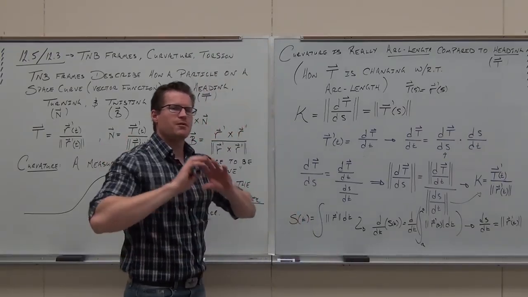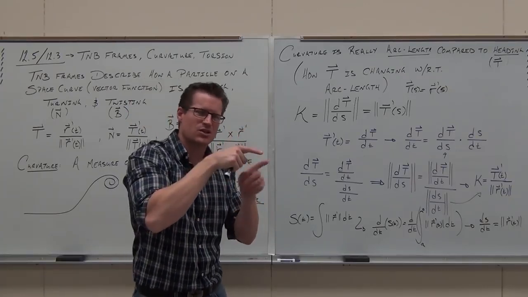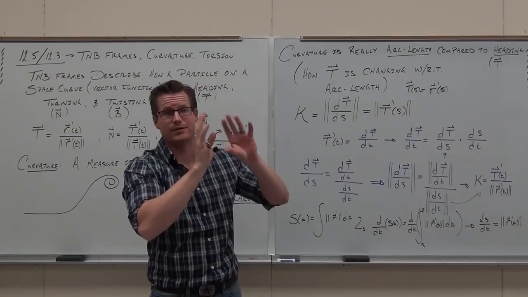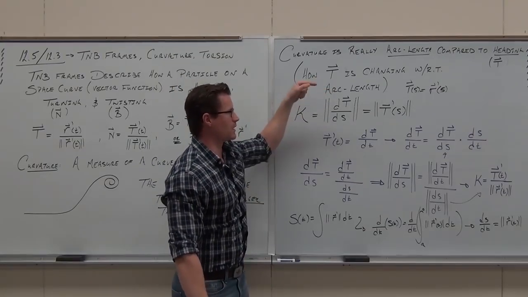Curvature is a relationship of the curve. It's telling us how we're changing, comparing the tangent to the length of the curve, saying how curvy it is. That's really what's going on. To do it, it's literally comparing tangent to arc length.